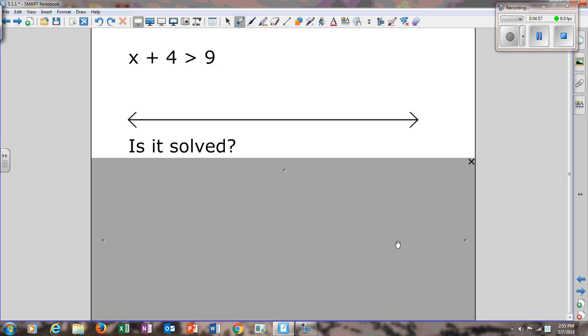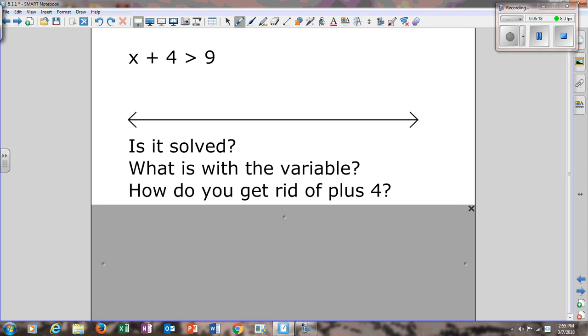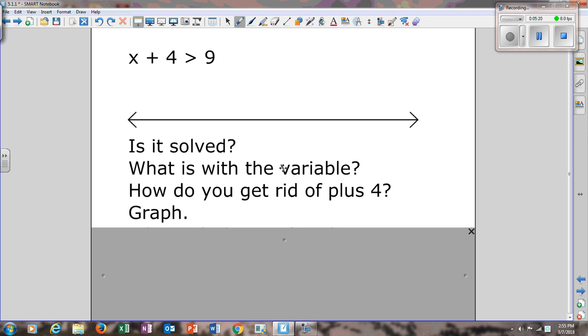So first, x plus 4 is greater than 9. This is a lot like our previous question, but our previous question had the equal sign. So some things you need to ask yourself. Is it solved? What is with the variable? How do you get rid of plus 4? Then you graph it. So first, is it solved? It's not solved because the x isn't by itself. Just like with equations, you have to get the x by itself.